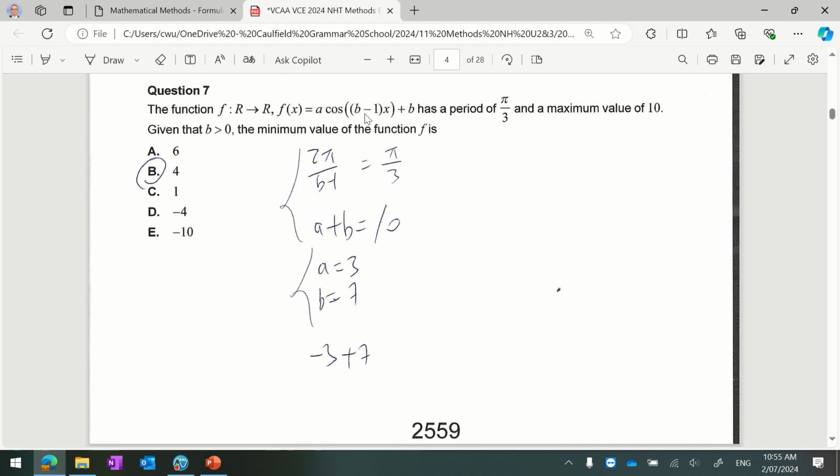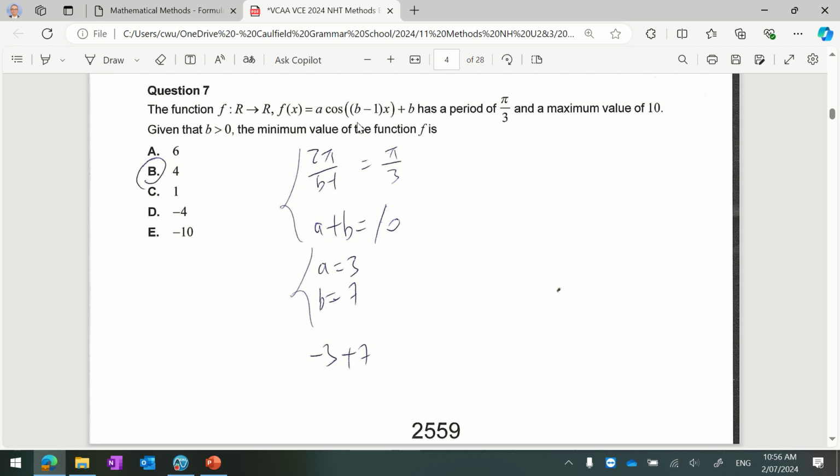Now, it's a cost function with a lot of unknowns here, A and B again. It's got a period of pi over 3, a maximum value of 10, given that B is bigger than 0, and we need the minimum value of the function. So if there are two unknowns to solve, then you need two equations. That's something you should realize. So you need to set up two equations.